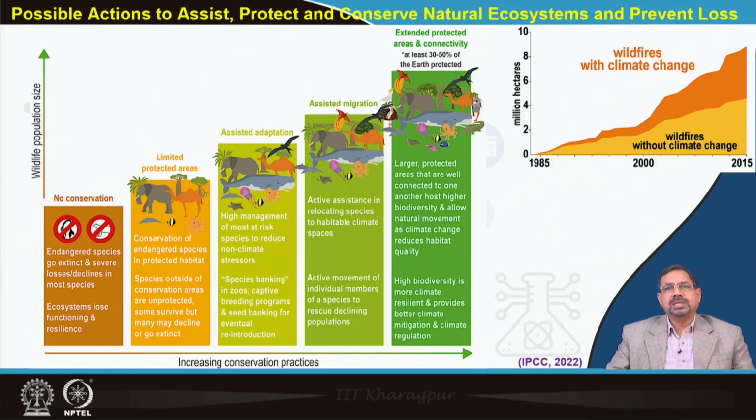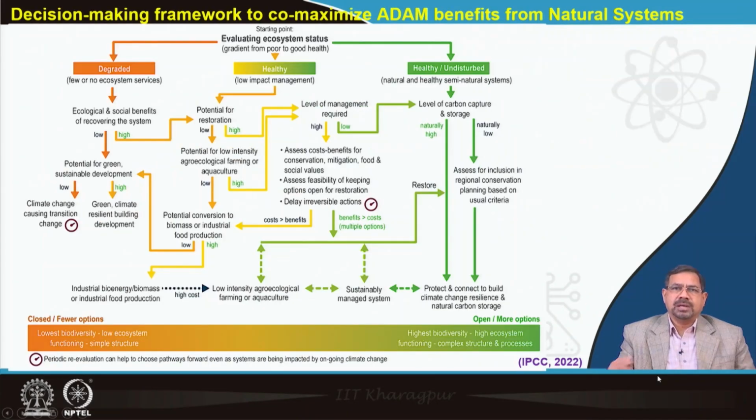So, that means high biodiversity is more climate resilient and provides better climate migration and climate regulation. So, friends, the take home message is that larger areas, connected areas, or we say contiguous areas, larger connected contiguous areas accommodate more diversity, protect diversity, give resilience, and also provide better climate mitigation, because they work on a complementarity principle. So, that is what we discussed in terms of the possible actions to assist, protect and conserve natural ecosystems and to prevent biodiversity loss.